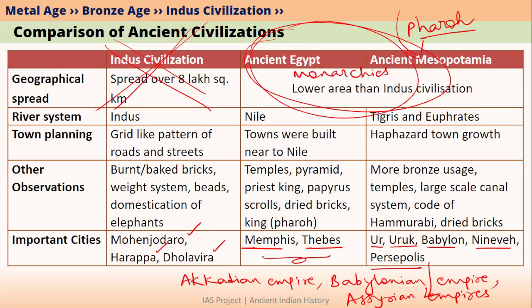So this is about the comparison of different ancient civilizations. This can be directly asked in the mains exam. For example, the question can be, explain how the ancient Indus civilization was different from ancient Egyptian and ancient Mesopotamian civilizations.